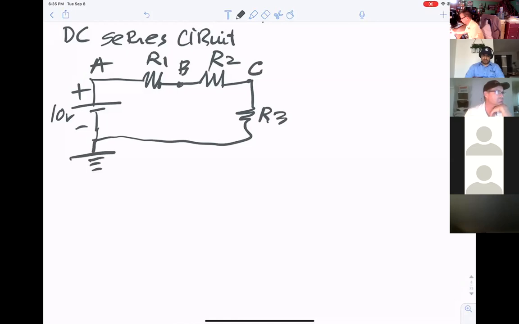Now, first thing, try to identify something. In this circuitry, how many resistors? 3. Okay. That will be 10 ohm. That will be 40. That will be 50. 10 ohm, 40 ohm, 50 ohm.